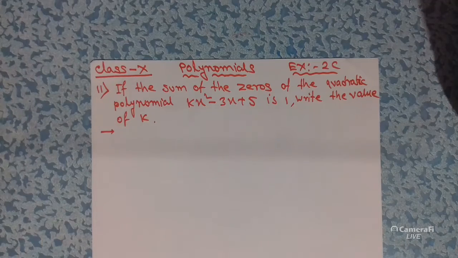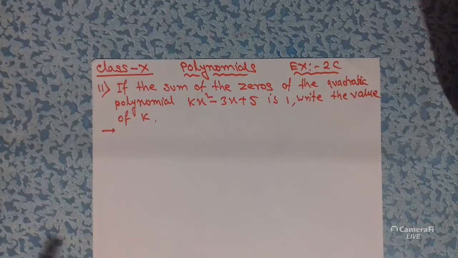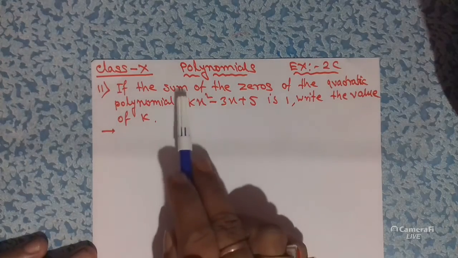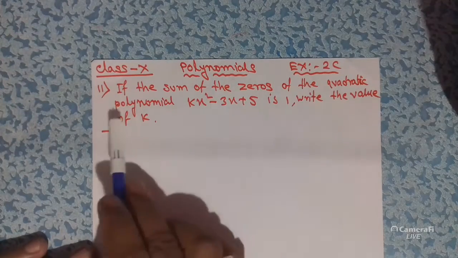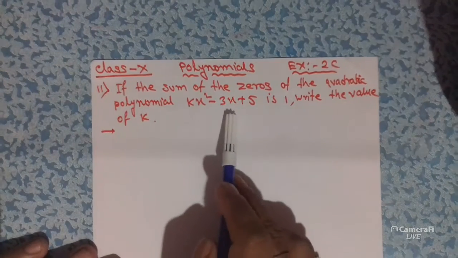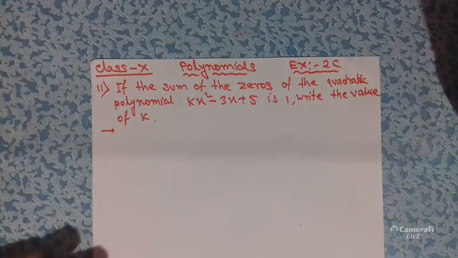So we are discussing exercise 2C. Now I am going to solve problem number 11. The problem is, if the sum of the zeros of the quadratic polynomial kx square minus 3x plus 5 is 1, write the value of k.